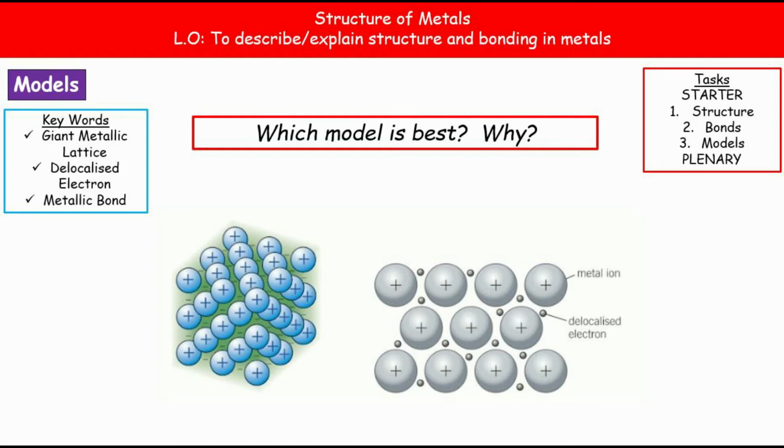So what we've got here then are two different ways to model our metallic bonding. Two different ways we can draw the same diagram to all intents and purposes. What I want you to do is, looking at those two diagrams, say which model you think is best and why you think that.